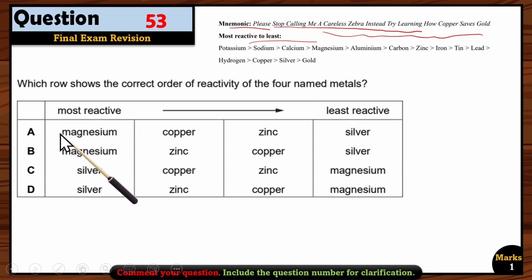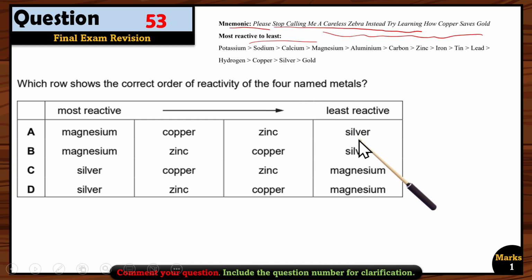Let's see one question. Which row shows the correct order of reactivity of the 4 named metals? You can see over here, the most reactive one is magnesium. That is obvious. Silver is the least reactive one. You can see over here, silver is here and magnesium is here. So magnesium comes first. After magnesium, we will have zinc or copper. Which one is that, right? Zinc is after magnesium. We have zinc, then we have copper, and then we have silver.